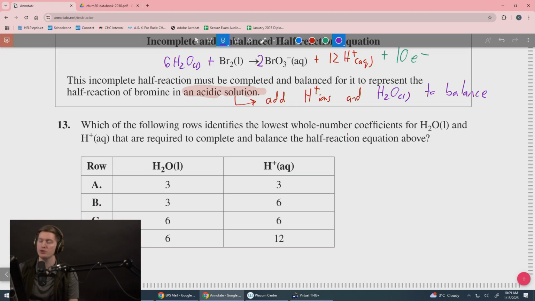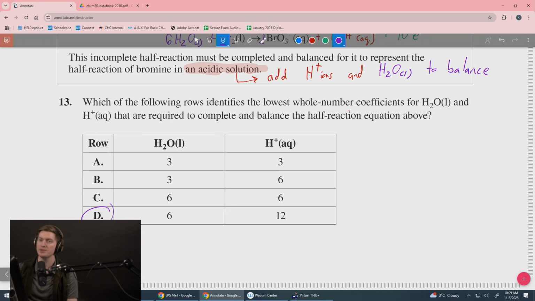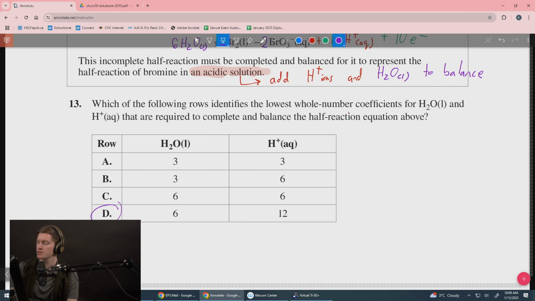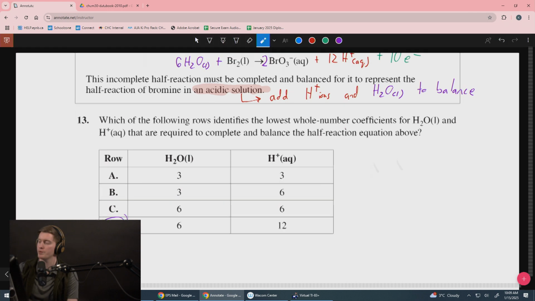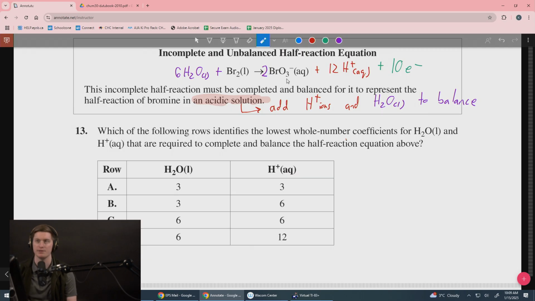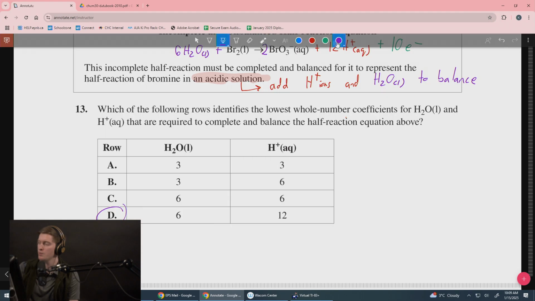If you didn't know how to approach this question and balance this question, something that's good to know about balancing half reactions is that if there's no hydrogen in our original compound that's given to us to balance this half reaction, then all of the hydrogens had to come from water. So the coefficient on the hydrogen ion should be double the coefficient on the water molecule because there's 2 hydrogens in every water and only 1 hydrogen in every hydrogen ion. So automatically, because there's no hydrogen in either bromine or our bromate anion, we can get rid of options A and C because the coefficients won't be the same on the water and the hydrogen ions.